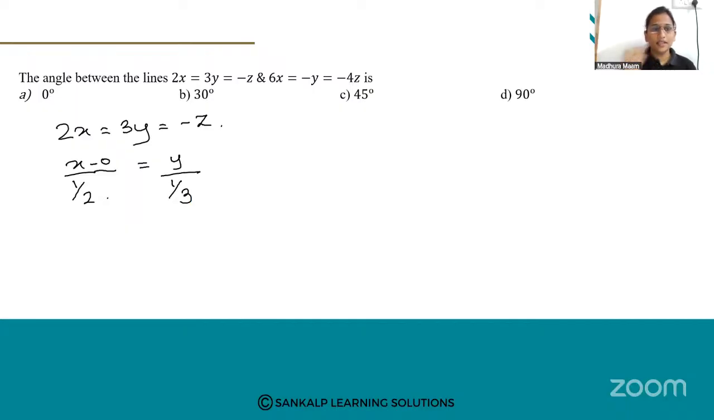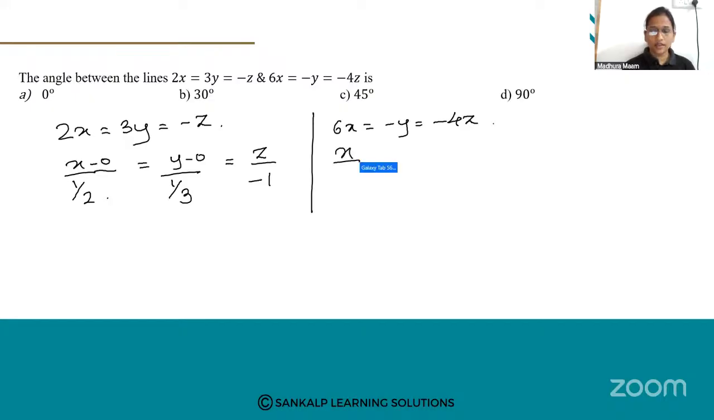ಹೌದಾ? In turn it will give you 3y only. This you can write as again 0 minus z ಇದೆ. Coefficient of x, y, z ಎಲ್ಲ ಕಡೆ 1 ಇರಬೇಕು, ಪ್ಲಸ್ ಇರಬೇಕು. ಹೌದಾ? So this I can write as z by minus 1, which is nothing but minus z. Correct ಅಲ್ವಾ?